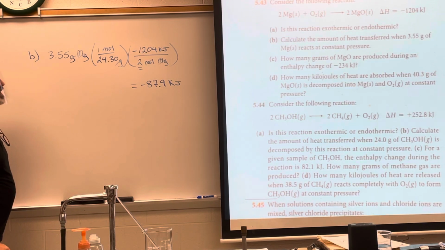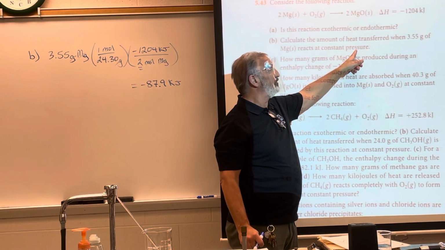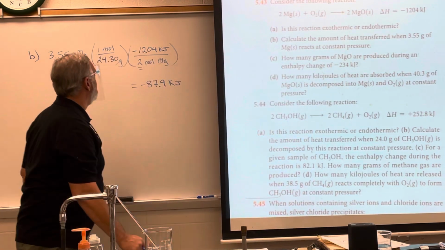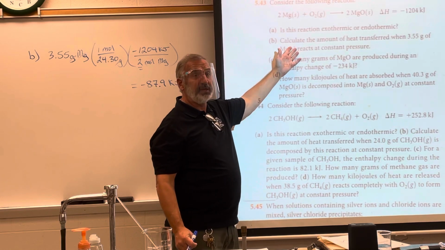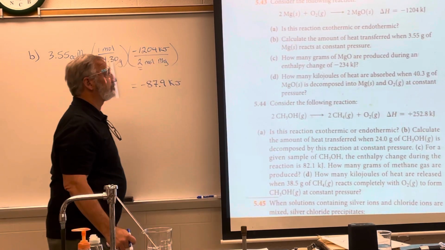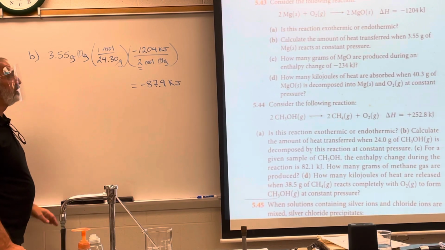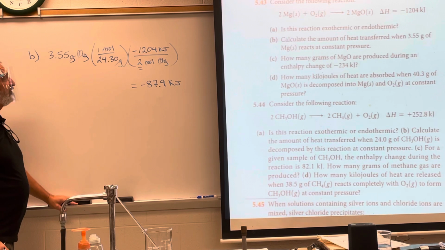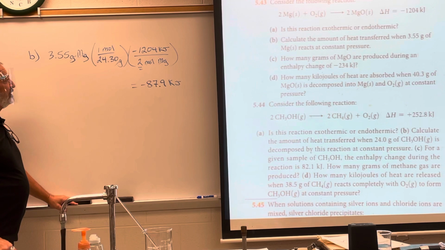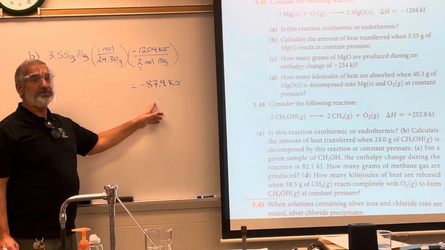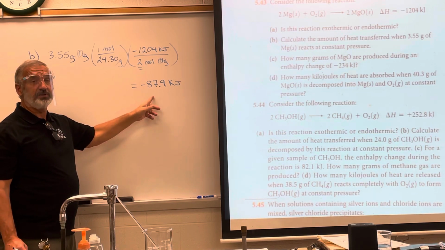So when you're looking for calculate the amount of heat, that's just going to end up being kilojoules when you're given a quantity, because we know that's kilojoules per 3.55 grams of magnesium that's burned. So if I wanted to go kilojoules per gram, what would be the only thing I'd have to do? This is kilojoules per 3.55 grams. If I divide by 3.55, I can get how many kilojoules per gram.